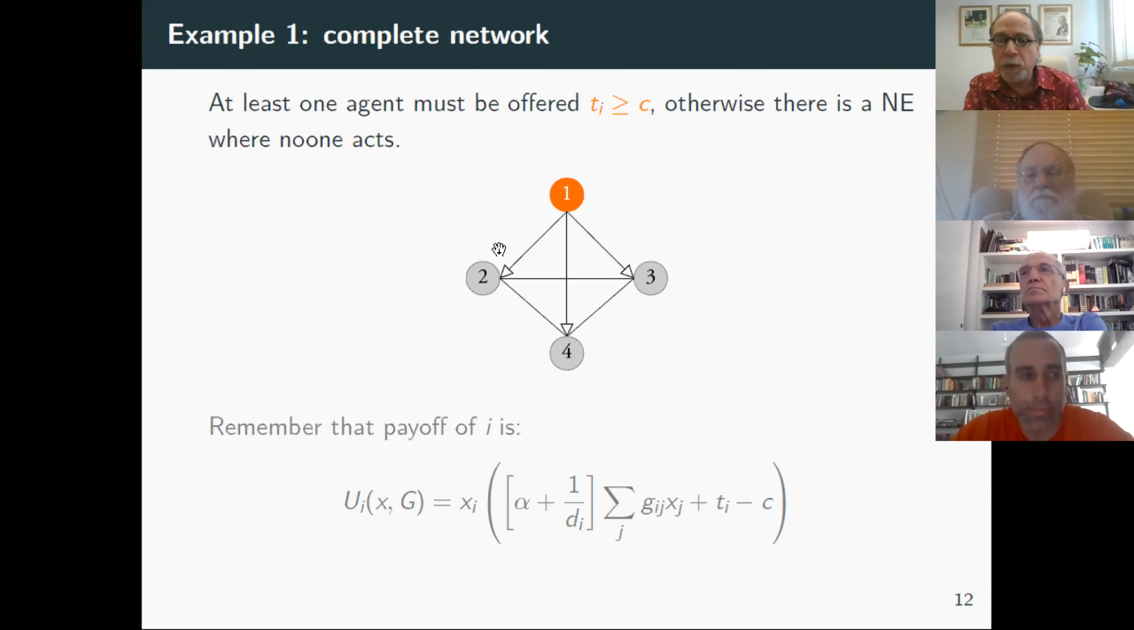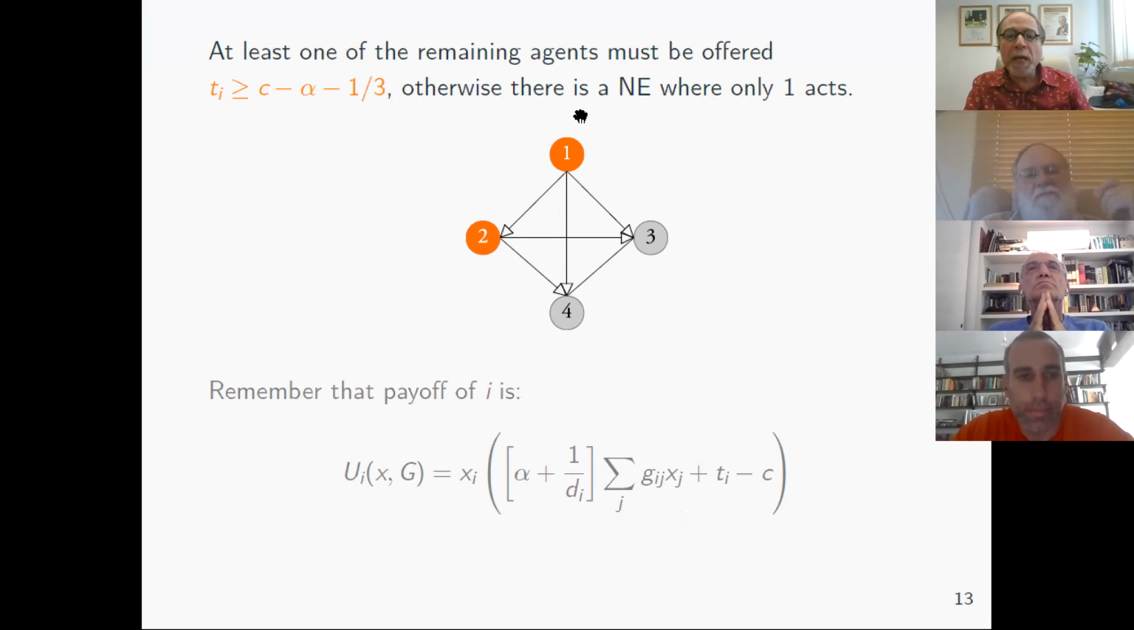And that's a bad equilibrium. I want to screen out this equilibrium. So at least one of them needs to be compensated to the extent that he wants to take the action, even if he believes that nobody else will take the action. Okay? So how much do I pay him? I pay him C.